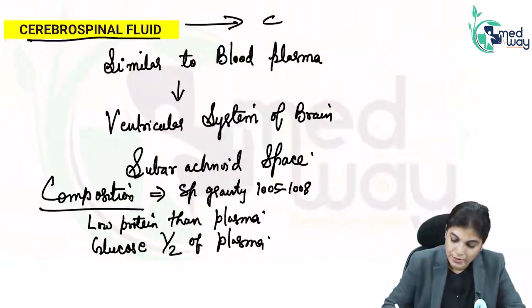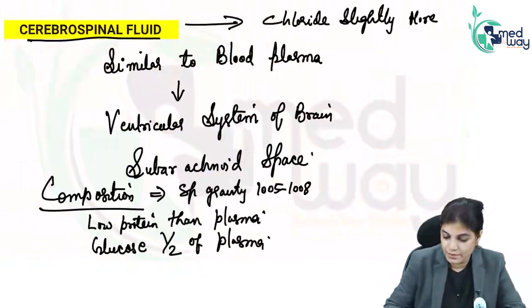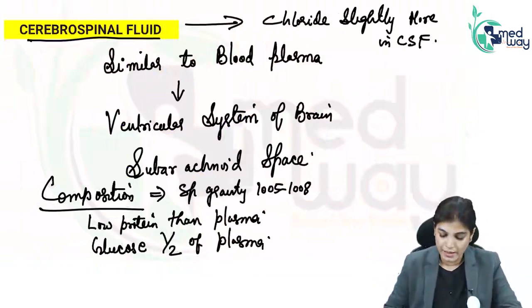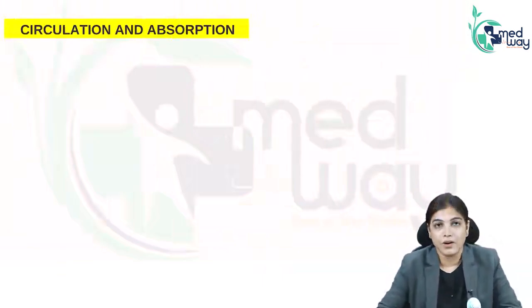If we talk about chloride, chloride is slightly more in CSF. But basically the composition is more or less similar to interstitial fluid or blood plasma. So done. Now it's important to know about the circulation of the CSF.